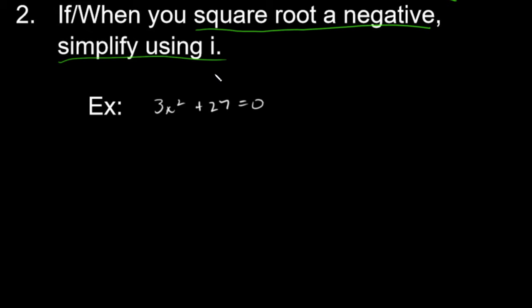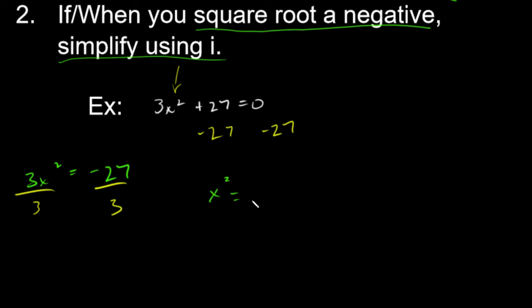So let's look at this and try to solve it. So the idea here is you want to get that x by itself. So you got to subtract 27 from both sides. And then you get 3x squared equals negative 27. And then you divide by 3. And then you get x squared equals negative 9. And then you square root both sides, remembering the plus or minus. And you get x is equal to, because the squared and the square root cancel, so you don't have a squared anymore, and it equals plus or minus the square root of negative 9.